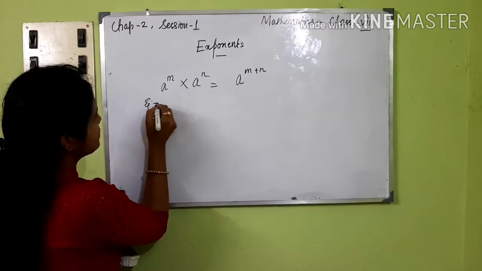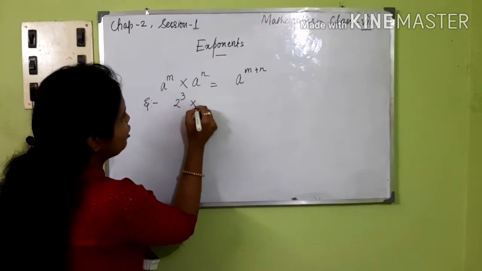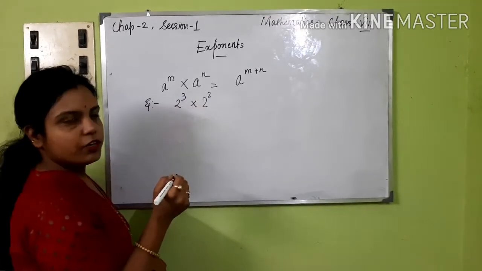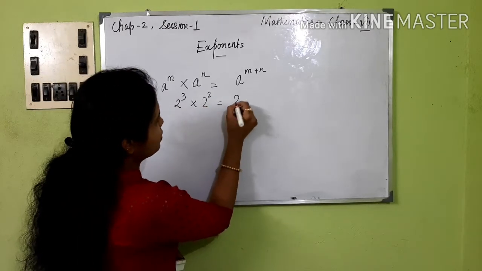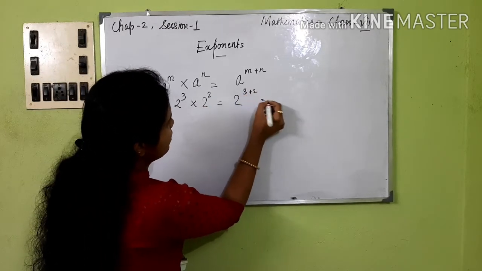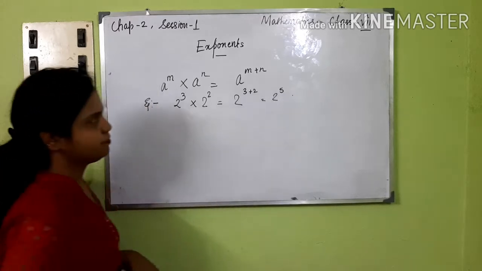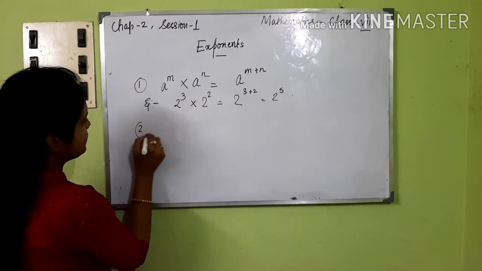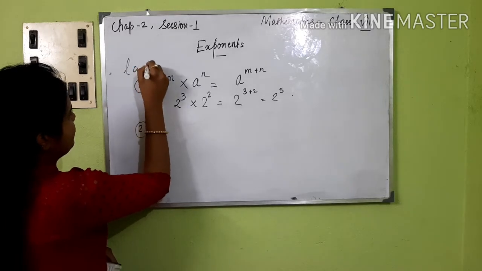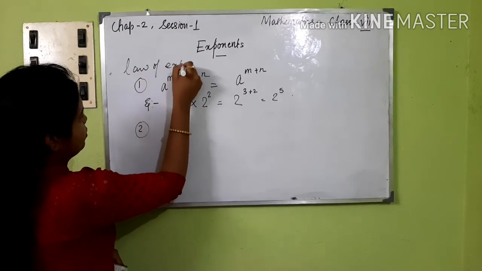Example of this is 2 to the power 3 into 2 to the power 2. Bases are equal, multiplication sign in between. We get the powers to be added up. 3 plus 2, that is 2 to the power 5. I hope I'm clear. This is the first law. Second law, let me write, law of exponents.